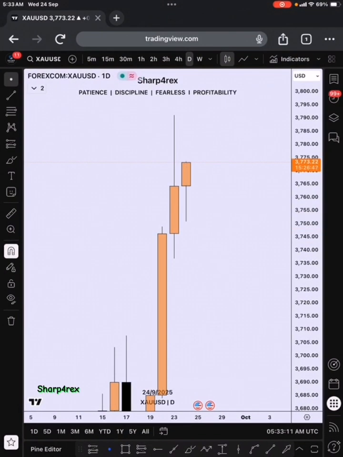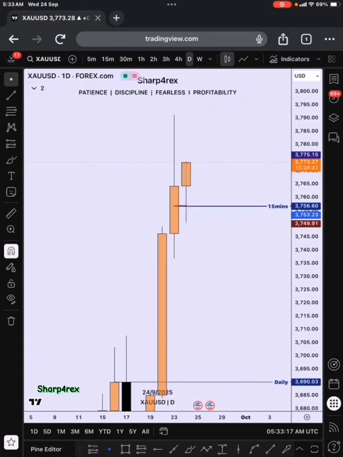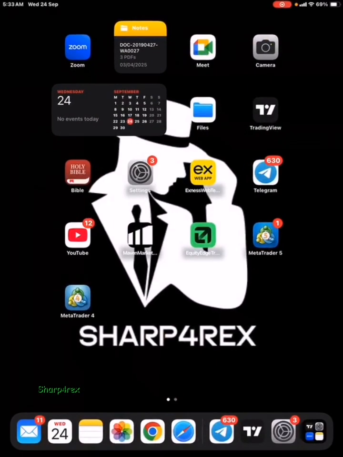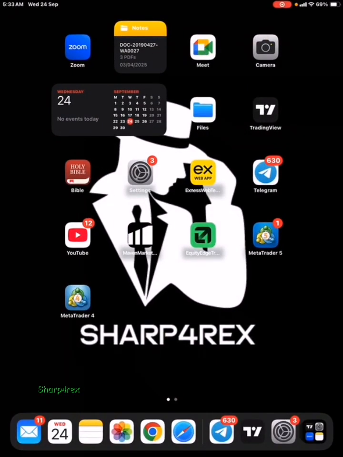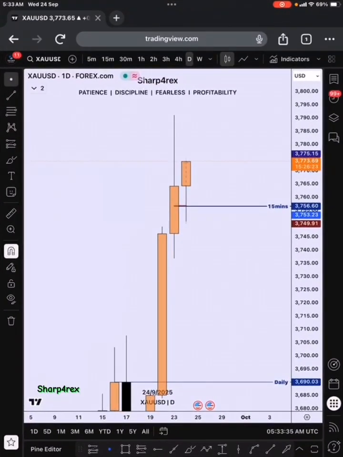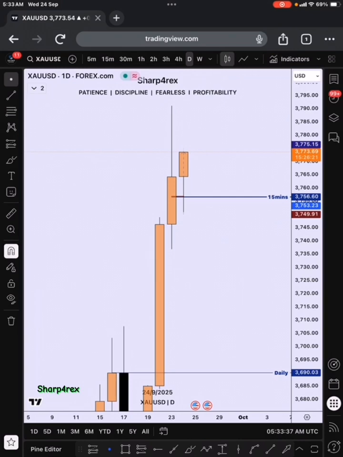As we always say, in Sharp4rex, when we're looking for direction, we have two ways of considering it. One, we use a pattern, that is almighty. And then two, we can use candlesticks. And in using the candlesticks, we look out for the daily candle and how it would have closed.